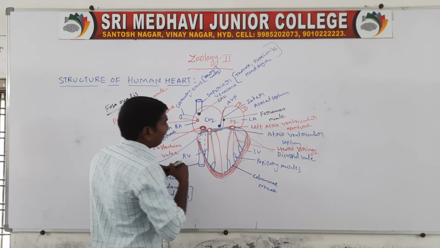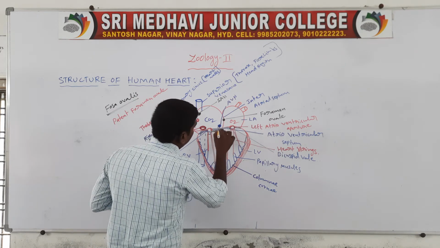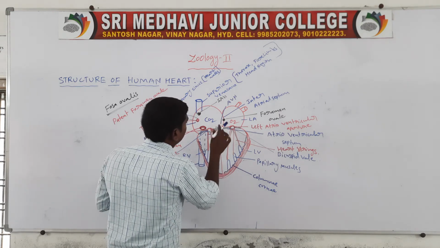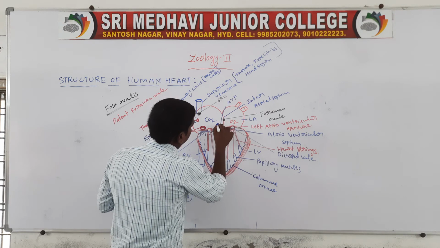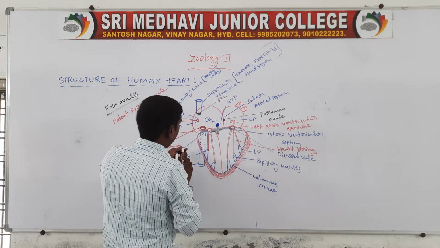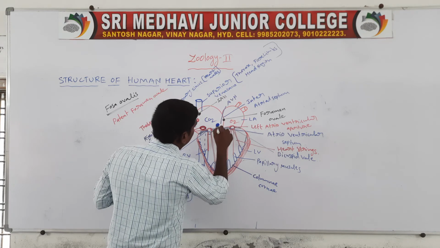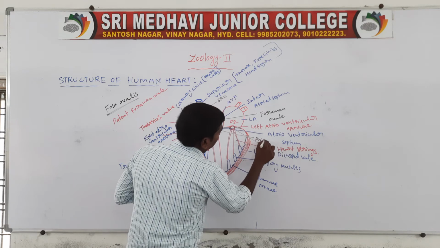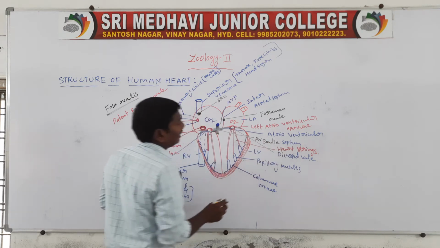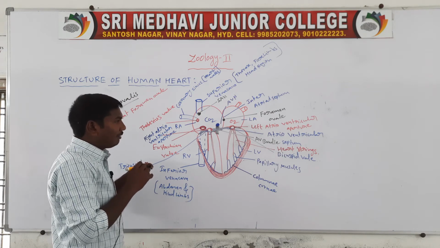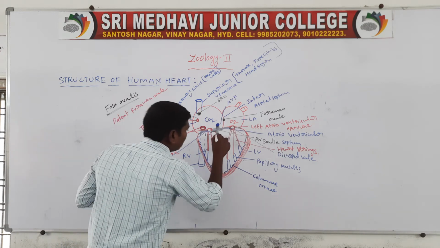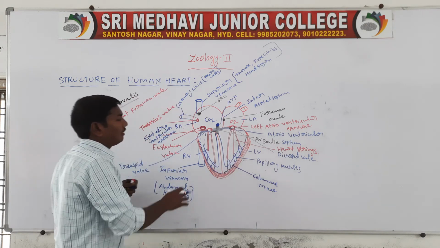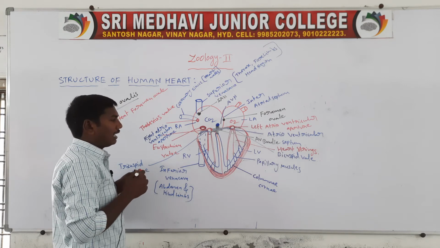Next, the AVN continues to the bundle. This bundle is called the AV bundle. The AV bundle is further divided into two branches. One is the left bundle branch, another one is the right bundle branch.